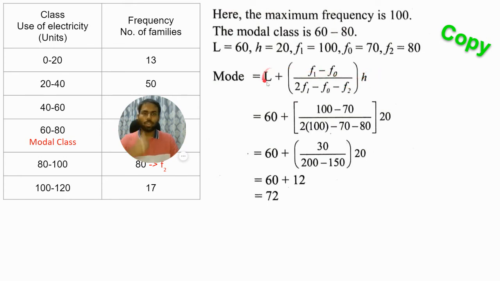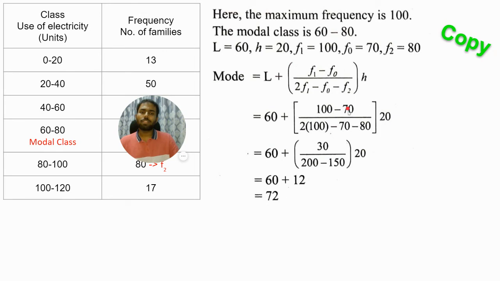Okay, so L is 60. Now we are moving on to the substitution part. L is 60. f1 minus f0 will be 100 minus 70, which comes in the numerator. 2 into f1 will become 2 into 100. Minus f naught minus f2 will be minus 70 minus 80. Multiplied by small h, which is 20, is being multiplied over here.